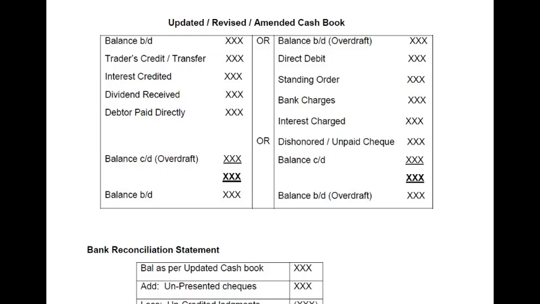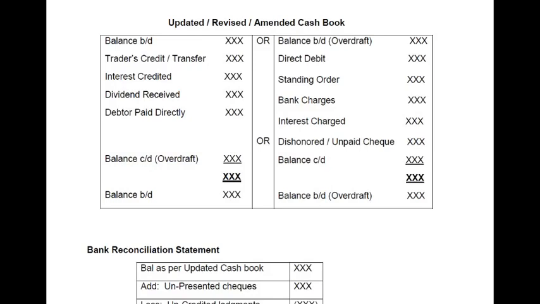Today's topic is bank reconciliation statement. Before going on to the reconciliation statement, we will be discussing what the word reconciliation actually means. To reconcile means to compare or to match. Now, what are we trying to compare or match? We are trying to match or compare our bank balance.